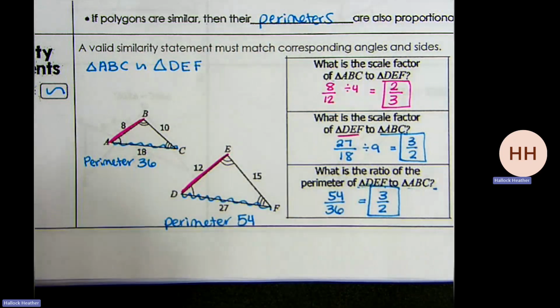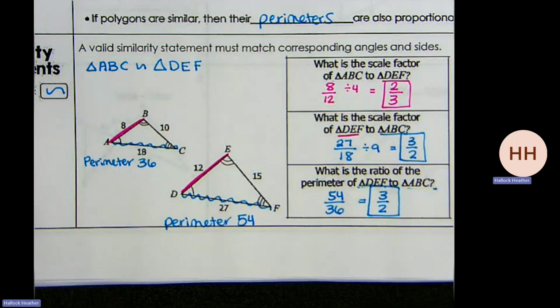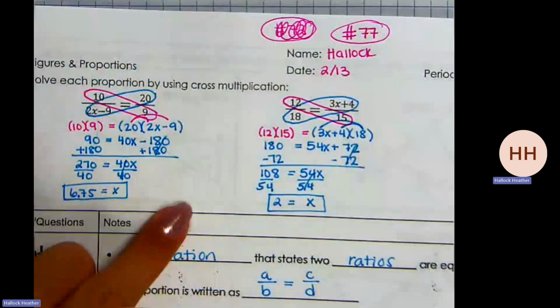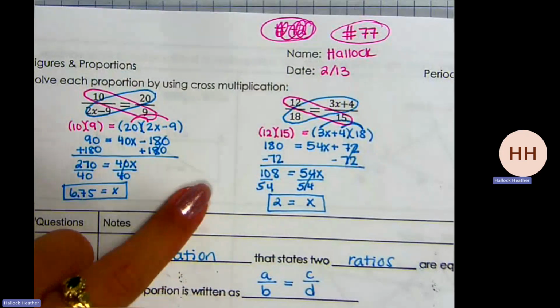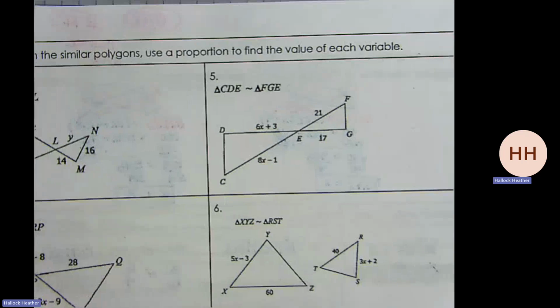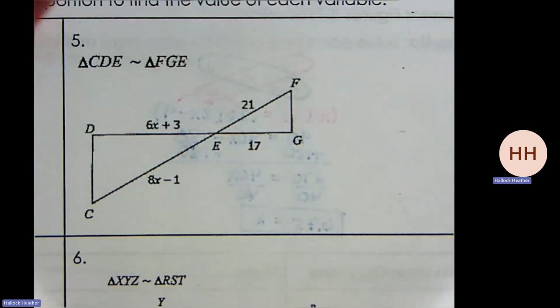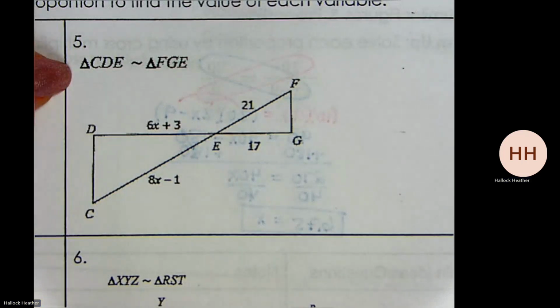So on the back, we're going to start with number, which one did I start with? 5. So looking at number 5, this is what we're trying to set up. We're trying to set up something that you can cross multiply to solve for X. So if I look at number 5, it gives me a similarity statement. This is going to help me. We're going to compare the big triangle to the small triangle. So we have to find matching pieces.